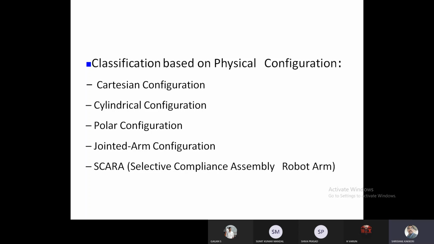The other two are the spherical coordinate robot and the articulated robot. The articulated robot is also called the giant arm configuration or SCARA, selective compliance assembly robotic arm. Since it resembles the human arm, the SCARA or articulated robot is just like an articulated hand of a human being, so it is called an articulated robot arm.